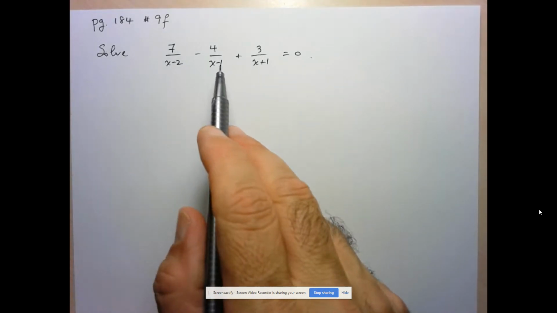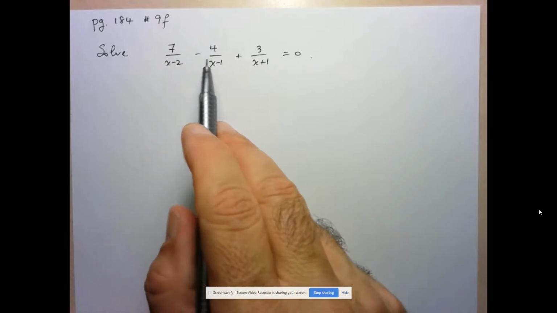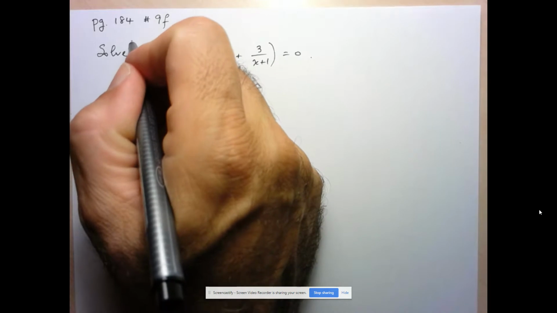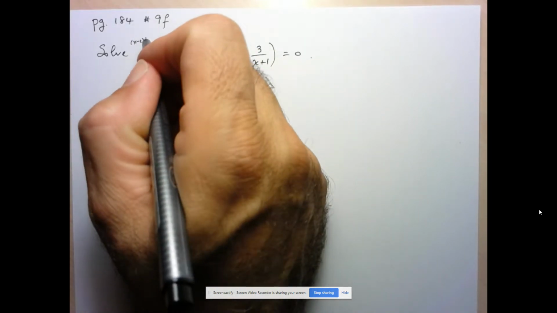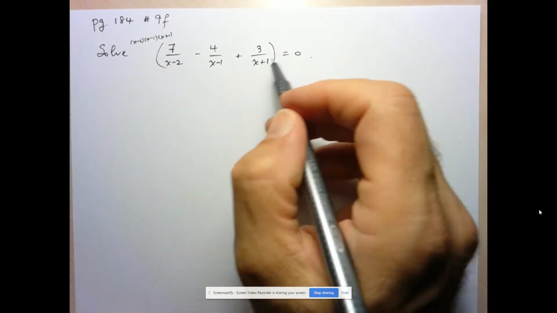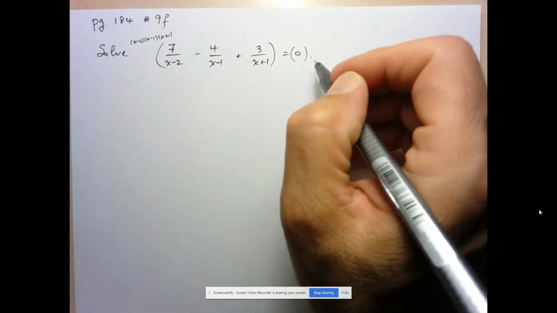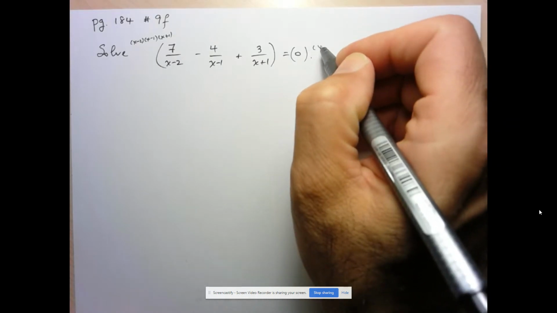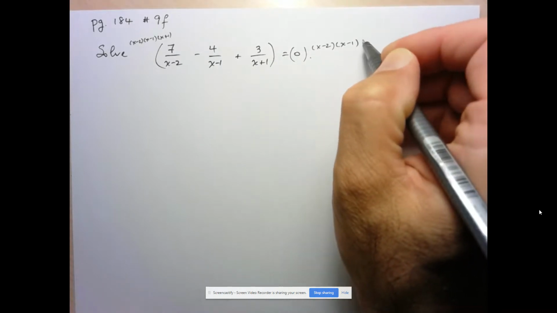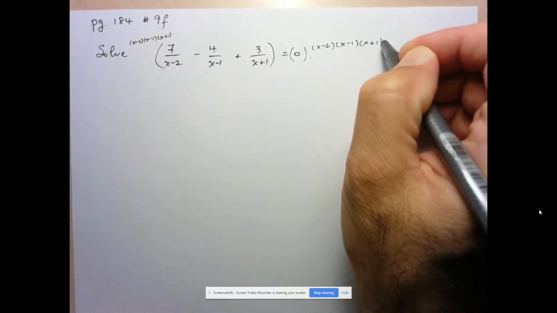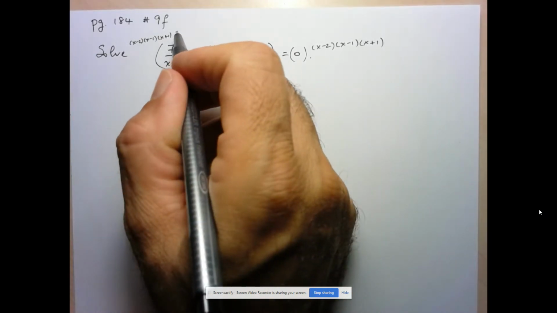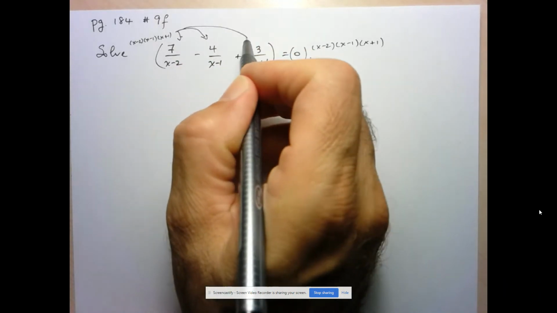Since there's no common factors, the lowest common denominator is just going to be the product of the three. In other words, I'm going to multiply both sides by x minus 2, x minus 1, and x plus 1, and do the same thing to the other side. I wouldn't necessarily write this since we're just multiplying by 0, but I want to make sure we're clear that I'm multiplying both sides of the equation by this product. Now I just have to distribute that to each term.